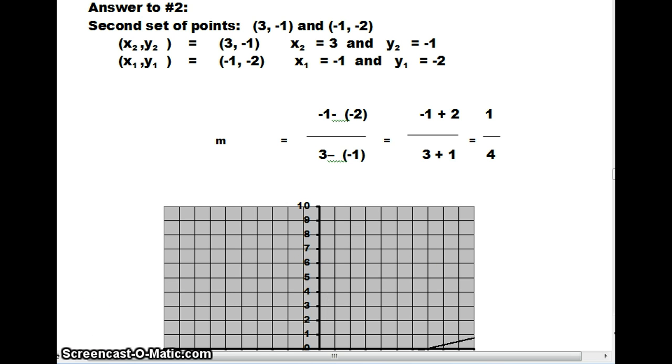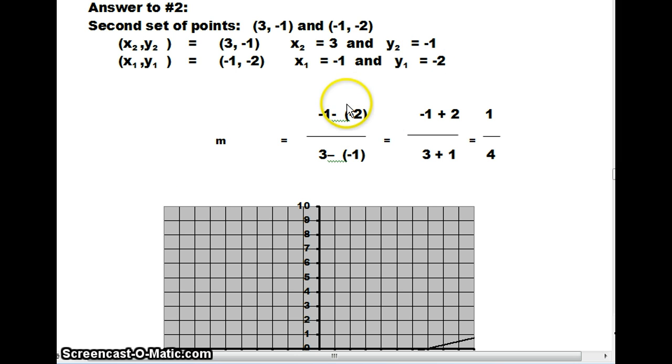On problem number 2, we did the same thing again. We just called 3, negative 1 the point x sub 2, y sub 2, and the other one x sub 1, y sub 1. Again, you can reverse those. So when I fill in my blank again, I have y2. So y2 is negative 1. It goes first.